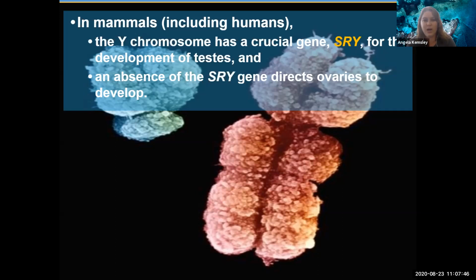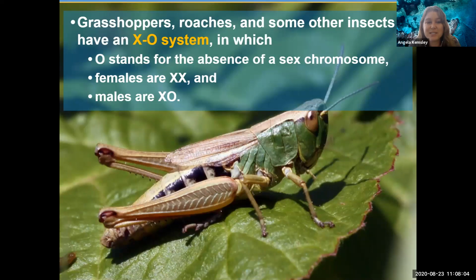And this is Y, WHY, because the Y chromosome has that SRY gene that codes for the development of testes. So you either have the Y and it tells you to grow testes, or you don't have the Y, it doesn't tell you to grow testes, so therefore you grow ovaries. Grasshoppers, though, are a little bit different. Grasshoppers, roaches, and some insects have an XO system in which O stands for the absence of a sex chromosome. So females are XX and males are XO. So again, in humans and most mammals, if you were XO, you'd still be female because it's the presence or absence of that Y chromosome that determines your sex in mammals.